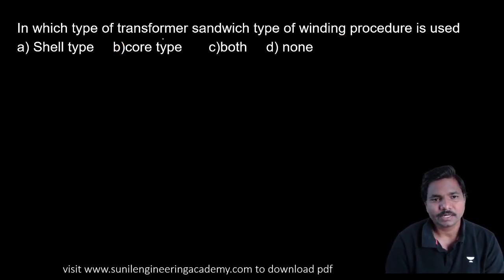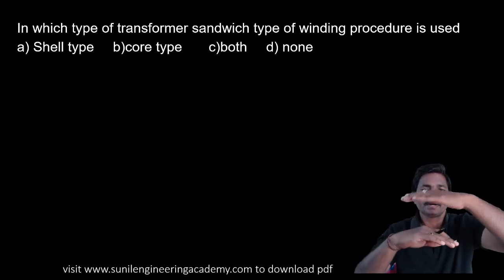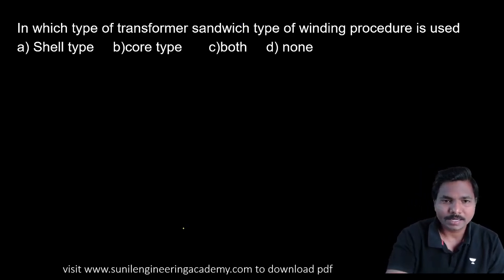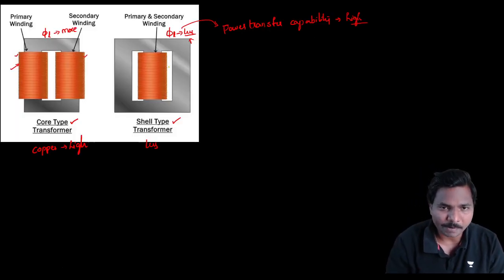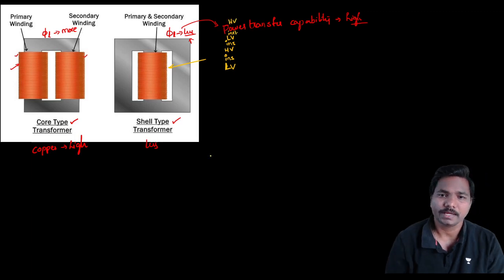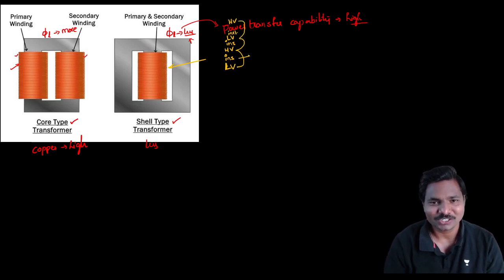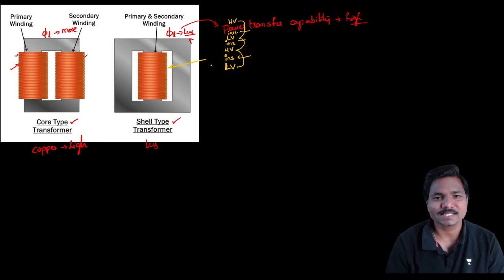Coming to the next question: in which of the following transformers is the sandwich type of winding procedure used? What is meant by sandwich? Bread, curry, bread, curry, like that. In the shell type transformer, one winding is placed upon another: LV, insulation, HV, insulation, LV, insulation, HV, like that. The HV and LV are like the bread and the insulation is like the curry. So it is like a sandwich type.